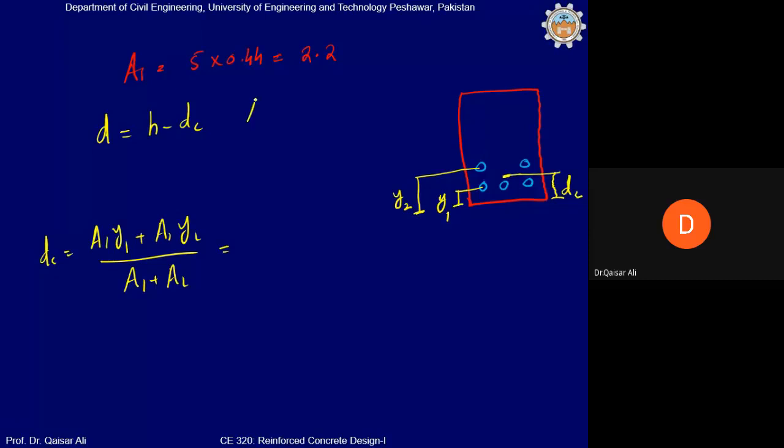So A1 is equal to 3 multiplied by 0.44. How much is the area? 1.32 inch square. And area provided in layer 2? Two multiplied by 0.44, 0.88.